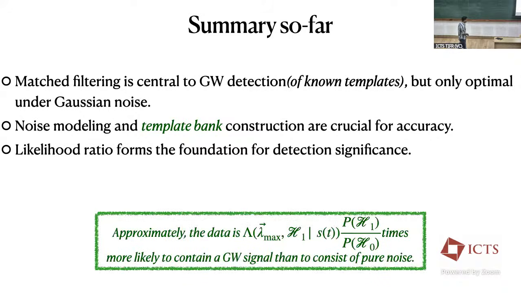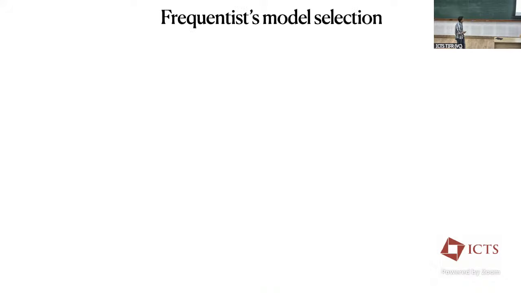So finally, let's assume we were given data S of t, and lambda max was the parameter set that produced the maximum likelihood ratio. Therefore, you can say that the data is this times the prior odds more likely to contain a GW signal than consist of pure noise. Okay, I think this slide I will discuss in a little bit more detail in tutorial 1.